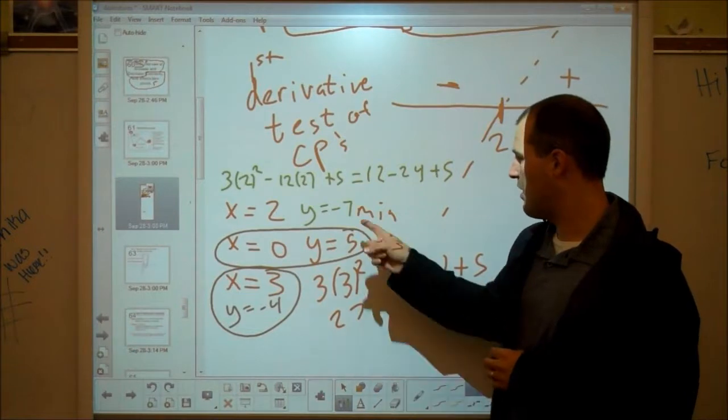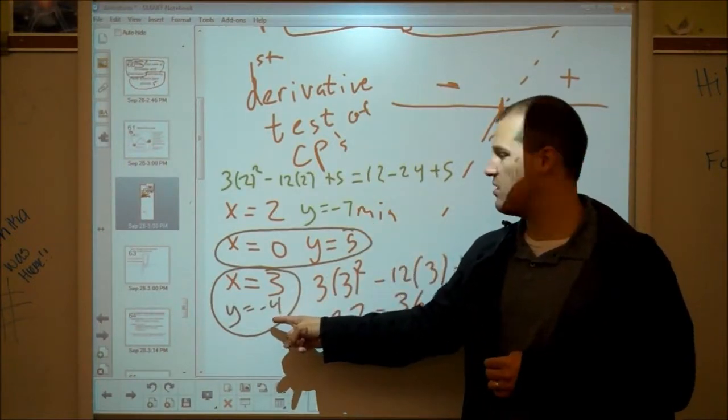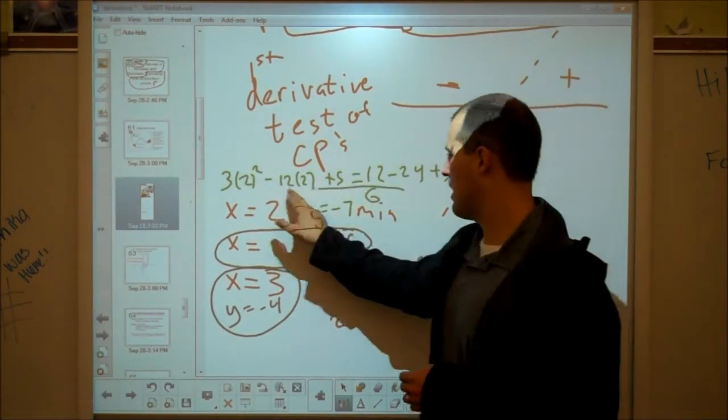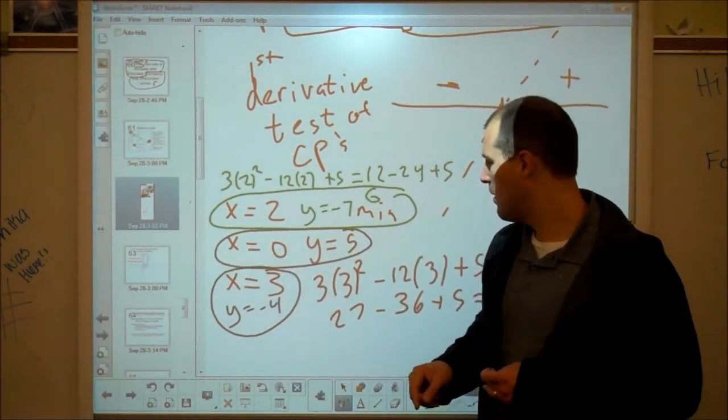So now I've got negative 7, 5, and negative 4. What's the smallest number? Negative 7. So that was a global minimum. Okay, that's the first part of my answer. I found a global minimum.